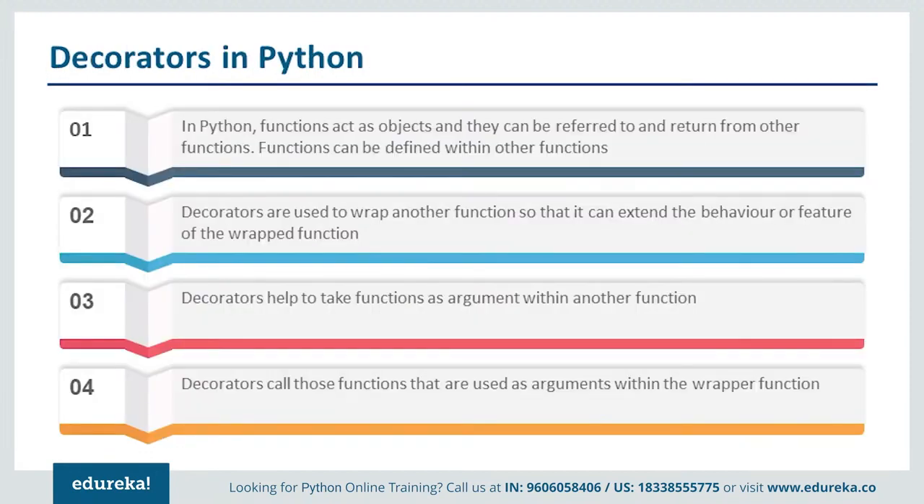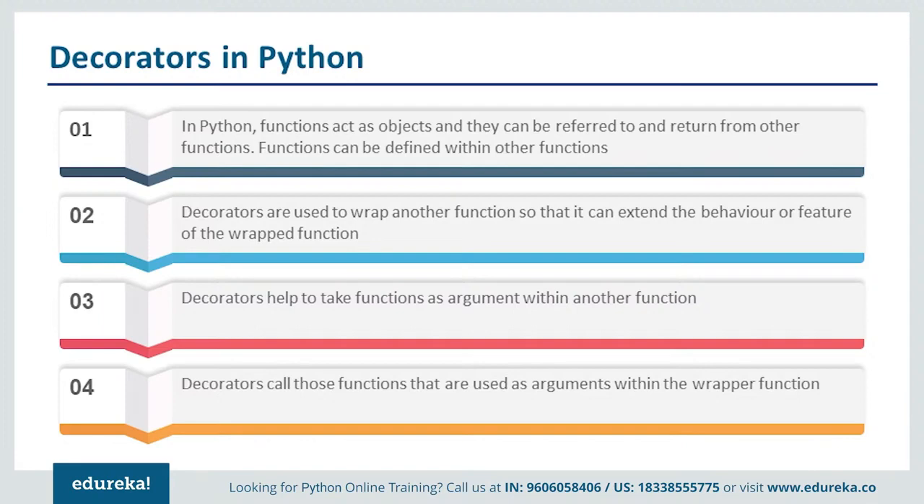Now decorators in Python are very important for the overall Python programming mechanism. In Python, functions act as objects, they can be referred to, and they can return values also, and we can have functions defined within other functions also. We can have nested functions. So decorators are used to wrap another function so that it can extend the behavior of the wrapped function. In order to extend the behavior of a particular function, we can use a wrap, and these wraps are known as decorators.